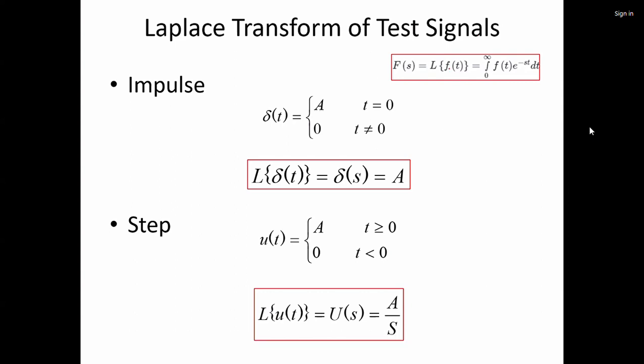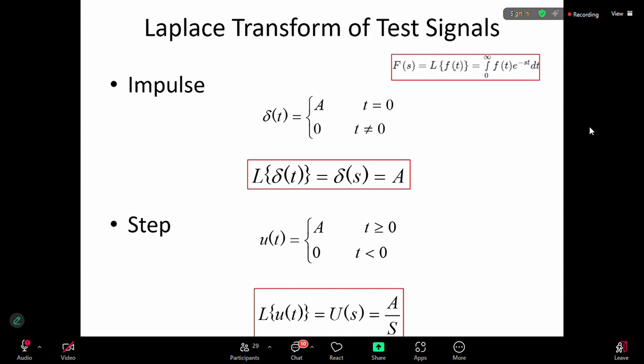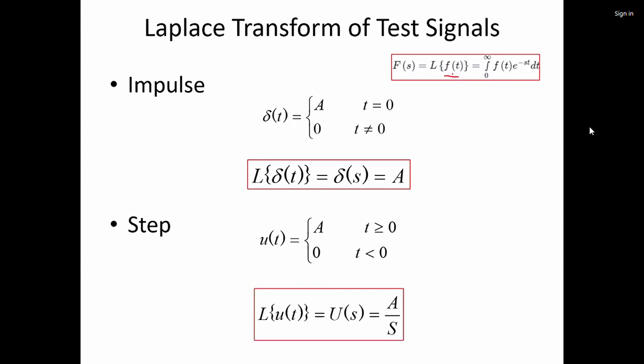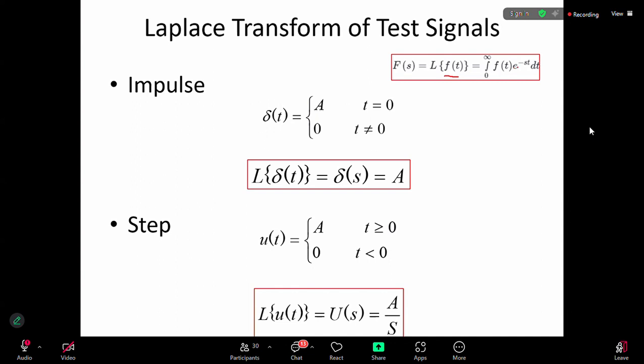If you have a function in the time domain, let's say f of t, and you want to have the function in the frequency domain, that is s, you do a Laplace transform of the function f(t). The mathematical representation of the Laplace transformation would be: you integrate the function f(t) times e to the power minus st dt from 0 to infinity. Okay, so that is basically how you do a Laplace transform.